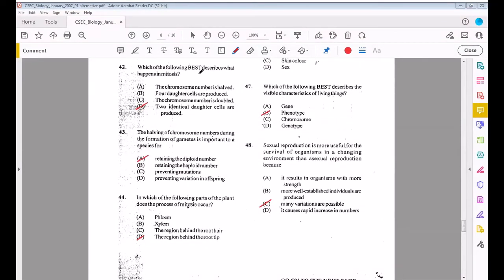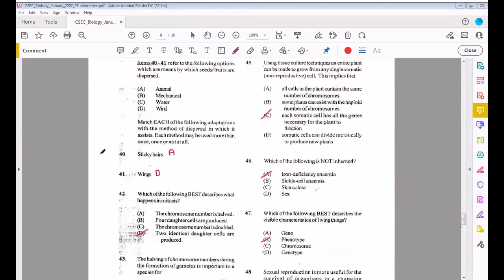42. Which of the following best describes what happens in mitosis? The answer is D. Two identical daughter cells are produced. 43. The halving of chromosome numbers during the formation of gametes is important to a species for A. Retaining the diploid number, because when fertilization takes place, you have haploid and haploid meeting to make the diploid number organism. 44. In which of the following parts of the plant does the process of mitosis occur? D. The region behind the root tip.